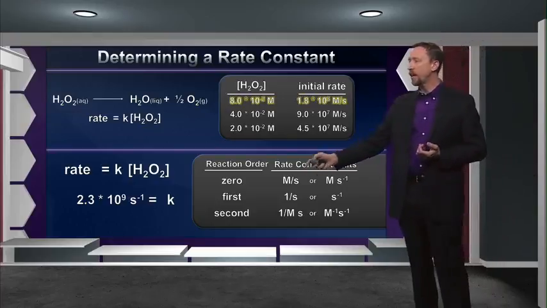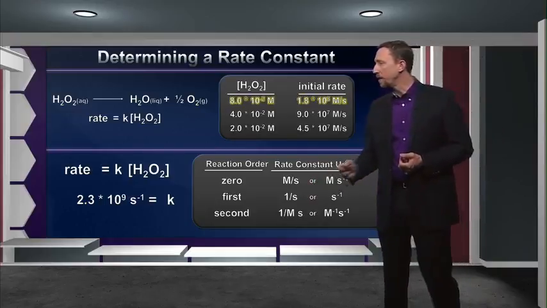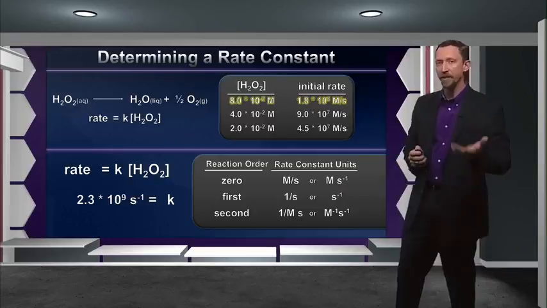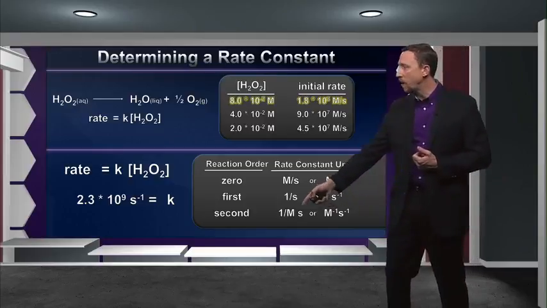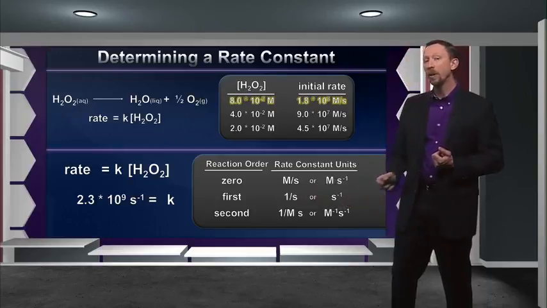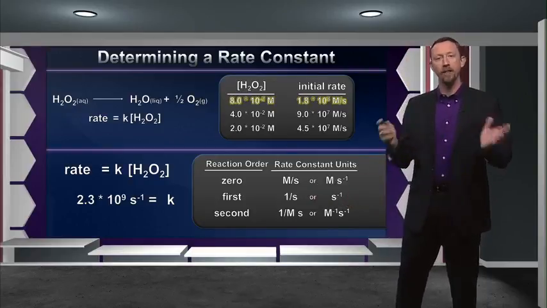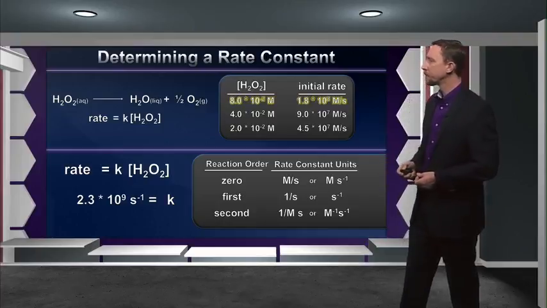0-order reactions will have rate constants of molar per second. First-order rate constants will have units of 1 over seconds, more often shown as reciprocal seconds, s to the minus 1. And a second-order reaction, of course, will have to have 1 over molar seconds, or molar to the minus 1, seconds to the minus 1, simply to be sure that everything cancels out in a way that gives us the appropriate units at the end.